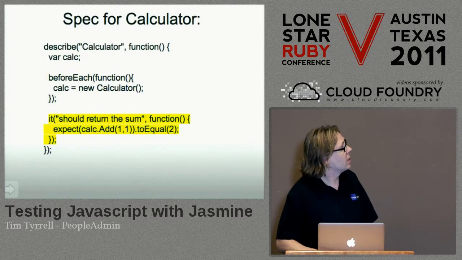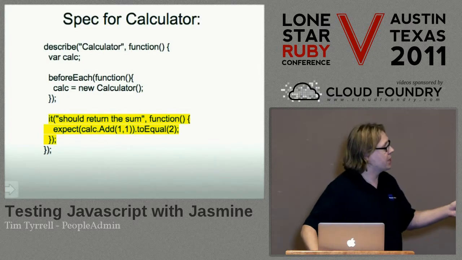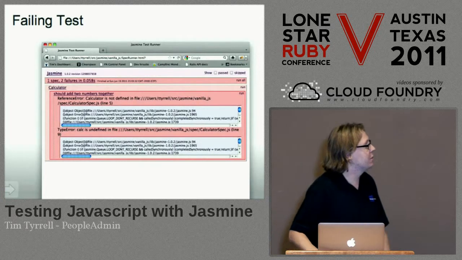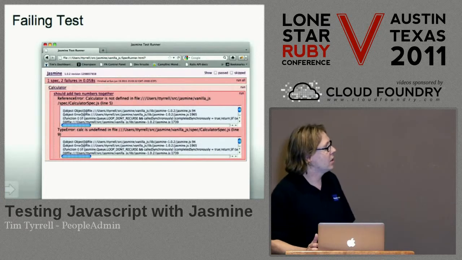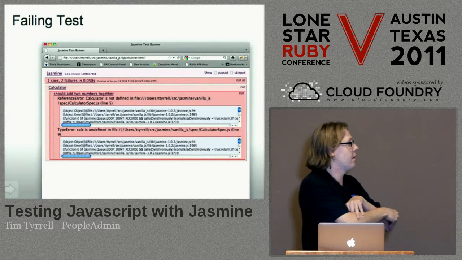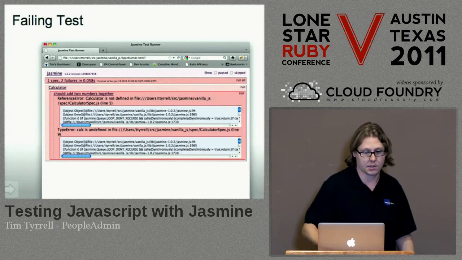As we see here, it should return the sum of adding 2 together. It should equal 2. This is pretty straightforward stuff. Go back to our browser, refresh it, bang. 1 spec, 2 failures, right? Why is that? Obviously, I haven't defined a calculator function yet inside my calculator.js file.